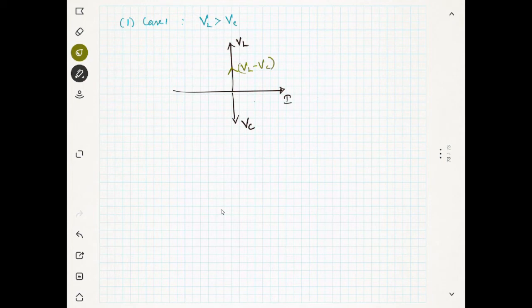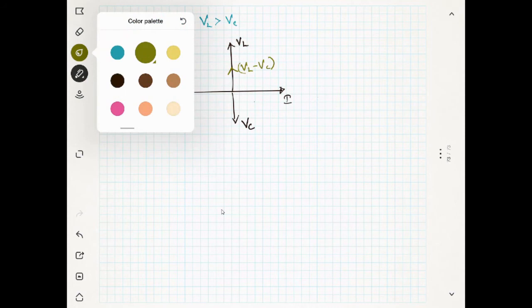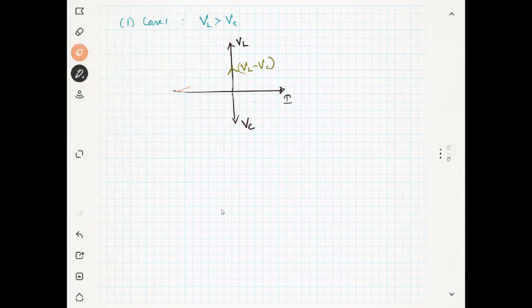And the net resultant voltage V will be here. This will be my V. So you can easily find out what V is. The magnitude of V will be equal to the square root of VR square plus (VL minus VC) the whole square. That's it.